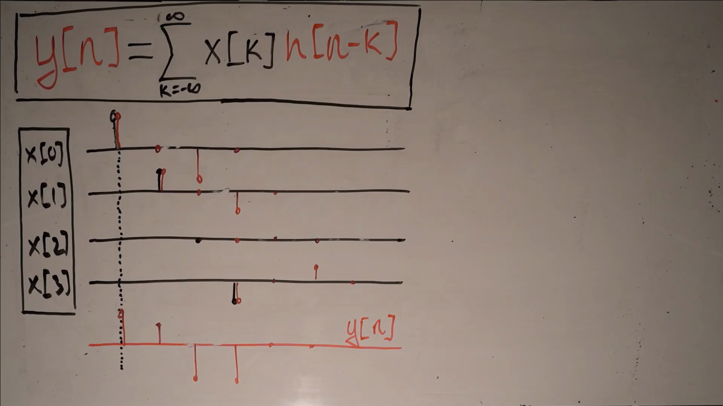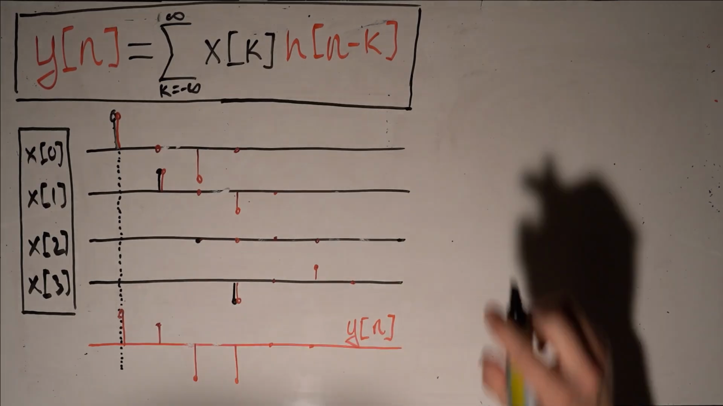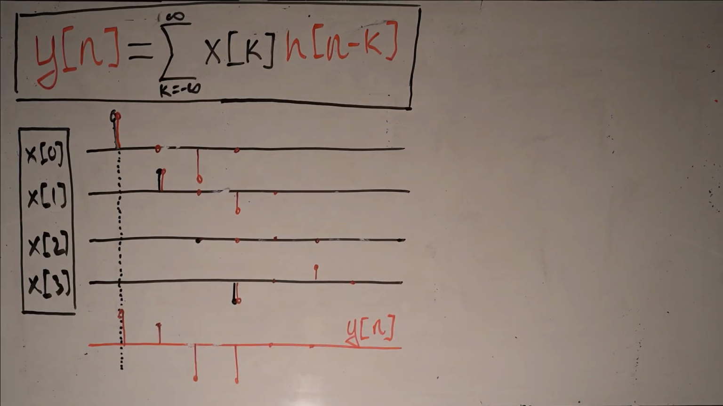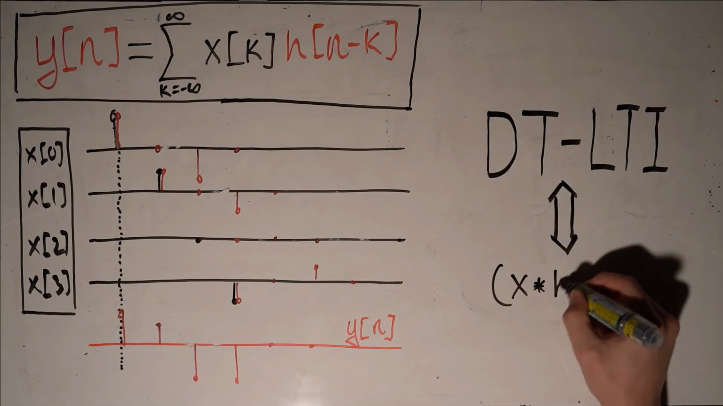You might also hear convolution described as flip and slide. That's more of a computational trick. Once a system is DT-LTI, everything it does is convolution. There isn't any other behavior.